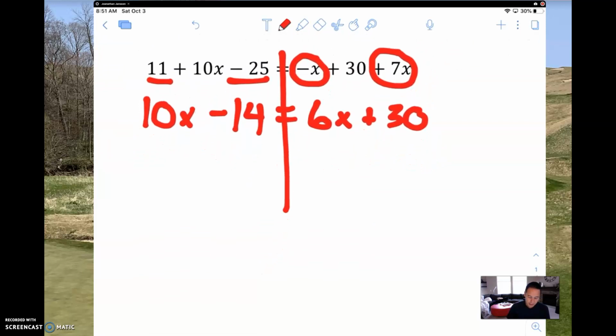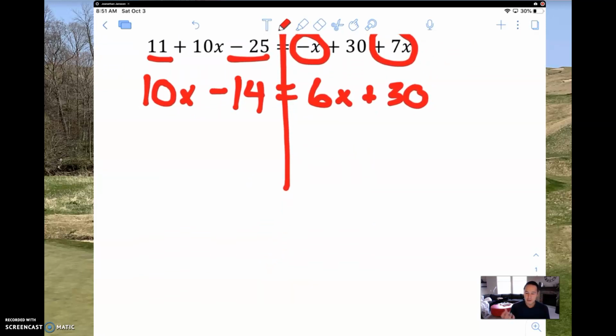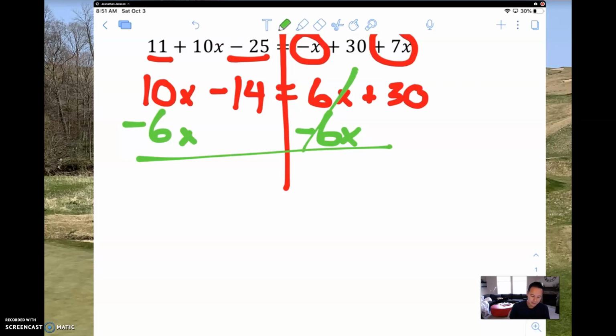So now what we've just done is we've taken this problem and we've brought it down to a variable on both sides, and it's just like what we did in the previous video. So now we're going to take those skills. We're going to move the smaller one first. So of the 10x and the 6x, move the smaller one. So I'm going to get rid of 6x by doing minus 6x to both sides. And then the 6x goes away, and we're left with 4x minus 14 is equal to a positive 30.